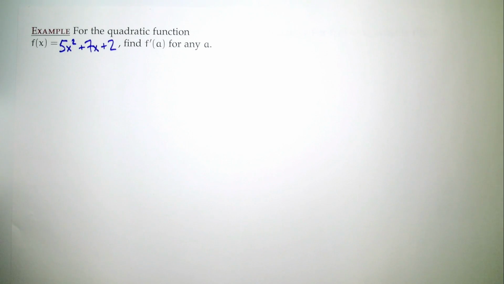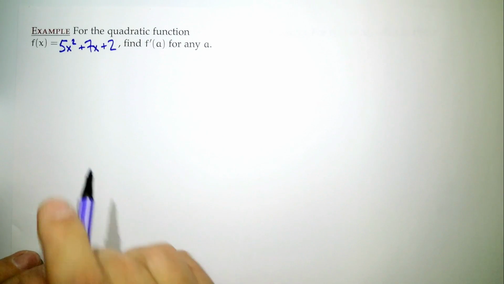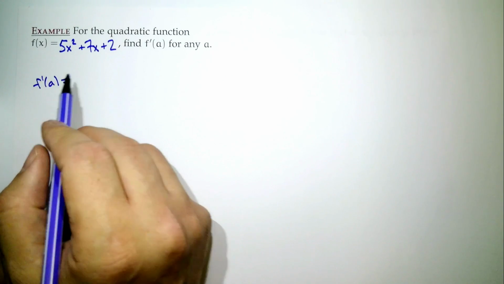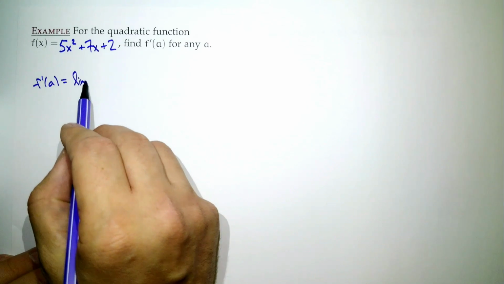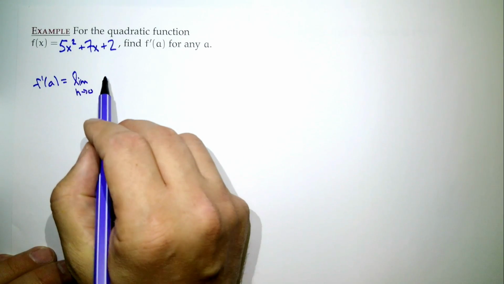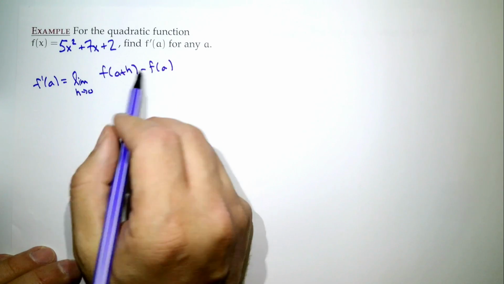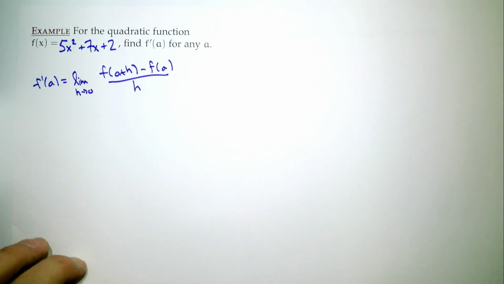So I want to find f prime of a for any a. Let's see what happens. We have the formula that we just had. So f prime of a is the limit as h goes to 0 of f of a plus h minus f of a, all of that divided by h. Now we run into one of the biggest challenges when it comes to taking derivatives, and we should take a second here and pause to make sure we understand what's going on.